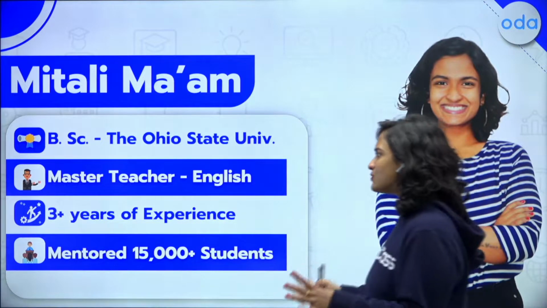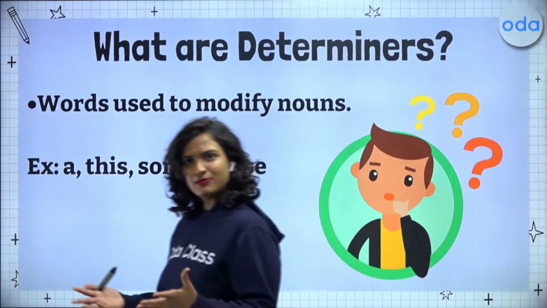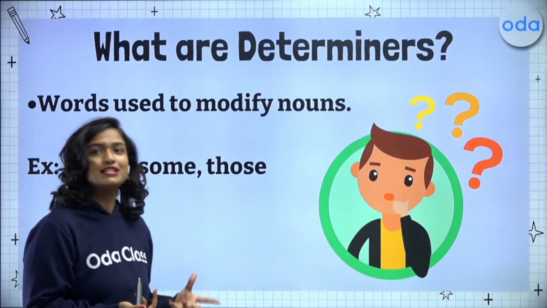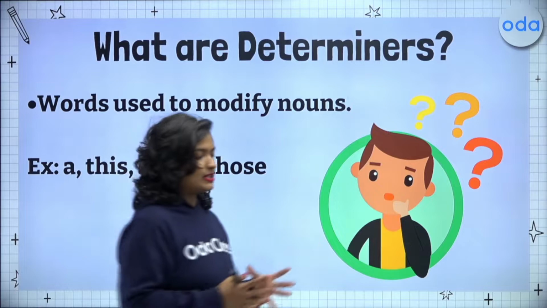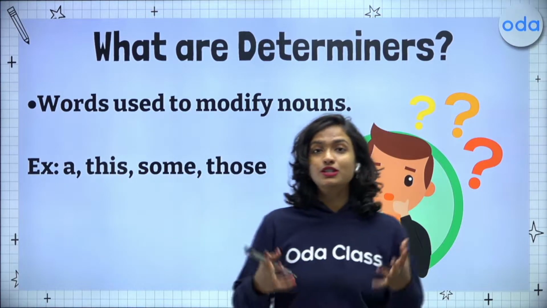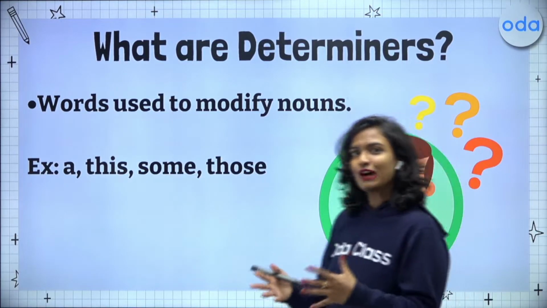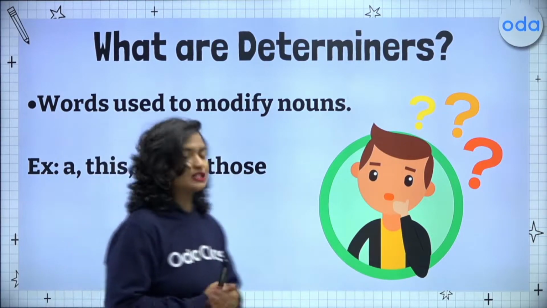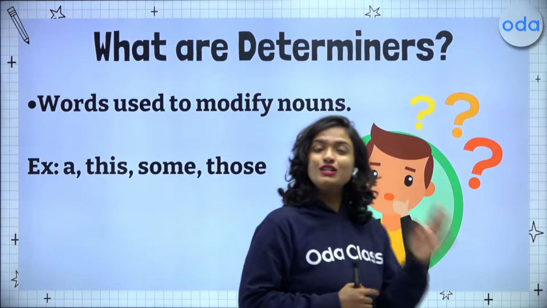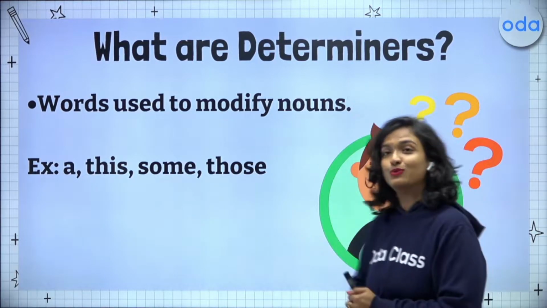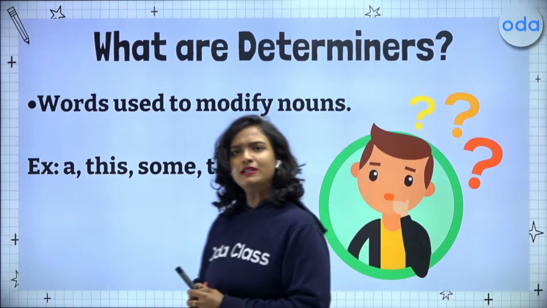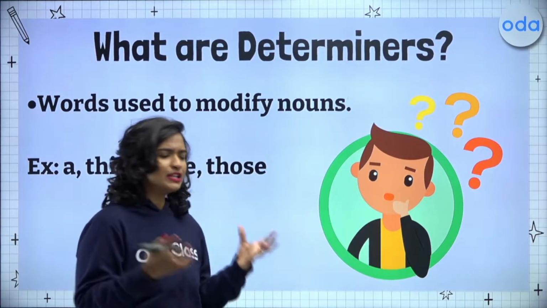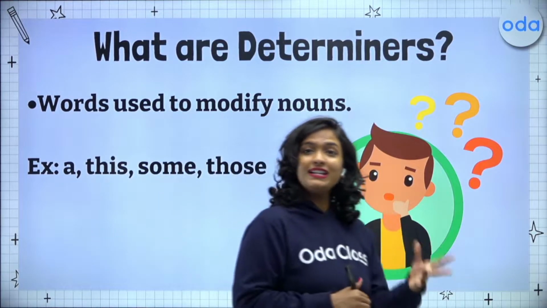So, starting off, students, with the most basic question: what exactly are determiners? Kids, determiners are words that we use to modify nouns or even noun phrases. If you're confused about nouns, students, I have talked about nouns in a previous video. You can go back to that video and refer to it. But to come back to determiners, they are simply words that are used to modify nouns.